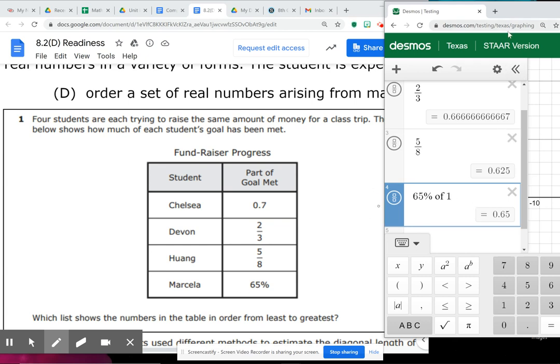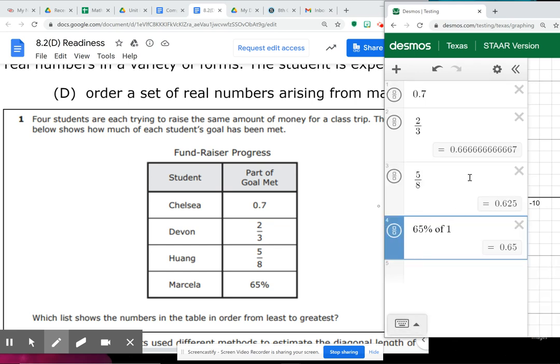So let's look a little bit closer at our Desmos calculator. Notice if it's given to you as a decimal, it stays. The calculator doesn't do anything at all. If it gives it to you as a fraction, or you plug in a fraction, it converts it to a decimal. Same thing with the 5/8, and then 65% of 1 converts it to a decimal. Now, what I would like for you to do different, and what's awesome about this calculator, is you can actually grab these and organize it.